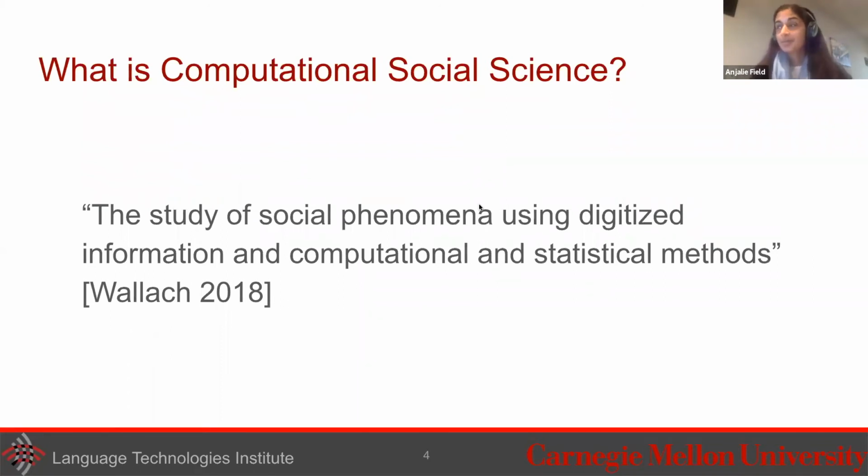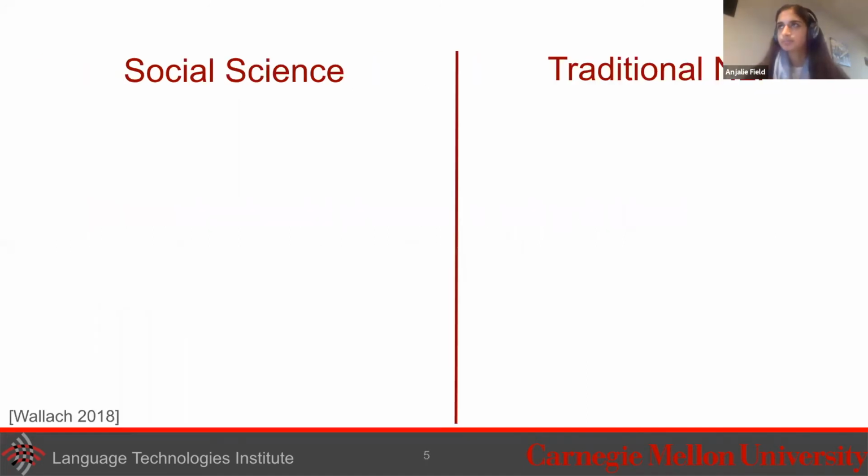So what is computational social science? The definition that I pulled here is from a paper that's written by Hannah Wallach, who is a researcher at Microsoft Research, who has done a lot of work in this area. Hannah Wallach defined it as the study of social phenomena using digitized information and computational and statistical methods. So this is the definition that I have in mind when I'm thinking about computational social science, is that the idea is that we're building tools to be able to understand things that happen in society.